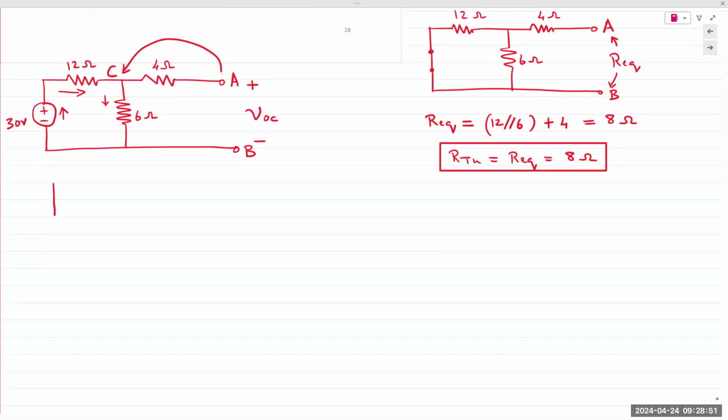If I redraw the circuit, I established that 12 and 6 are in series, right? 12 and 6 are in series. So I can draw the circuit this way too, just to visualize it in an easier manner. Exactly same circuit. I'm just drawing both resistors vertically. And then from this node C, I have the 4 ohm resistor coming out, terminal A. This is terminal B.